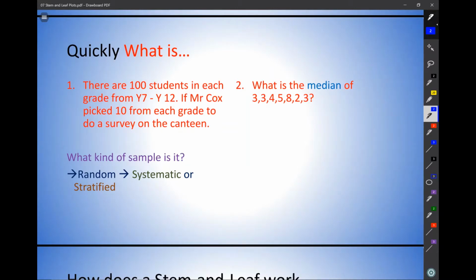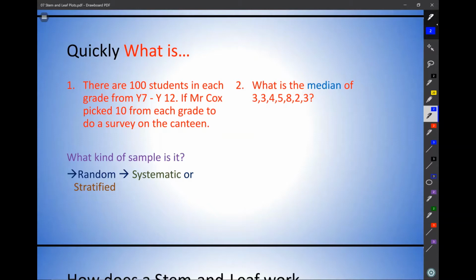There are 100 students in each grade from year 7 to 12. If Mr. Cox picked 10 from each grade to do a survey of the canteen, what kind of sample is he taking? Is it random? Is it systematic, or is it stratified? I want you to pause the video for a second, think about your answer to this question, please.